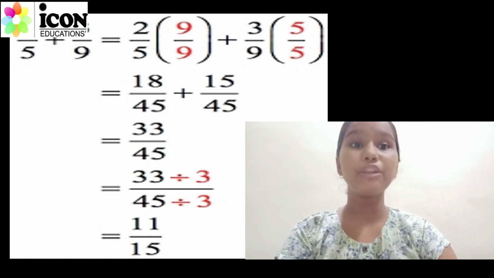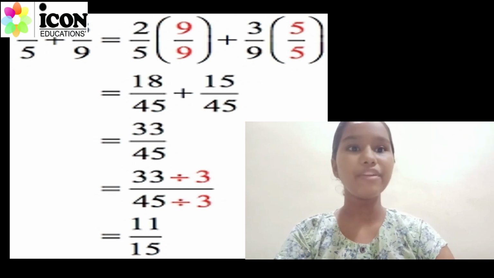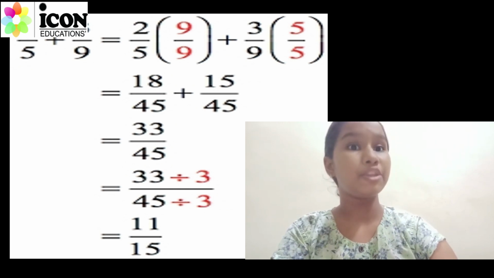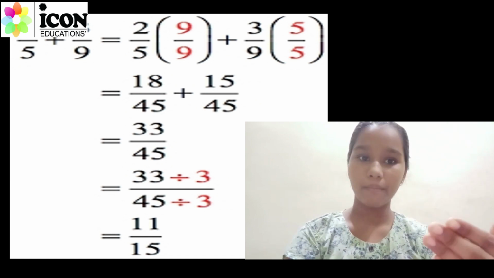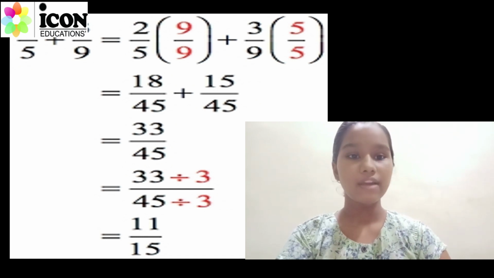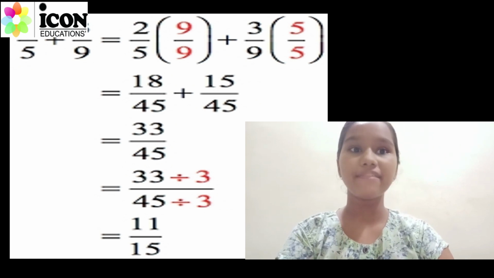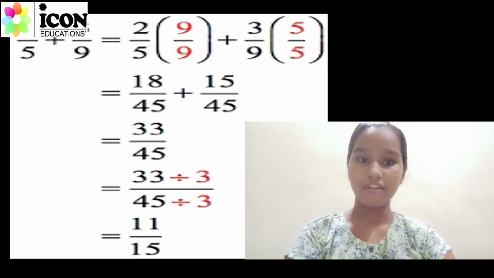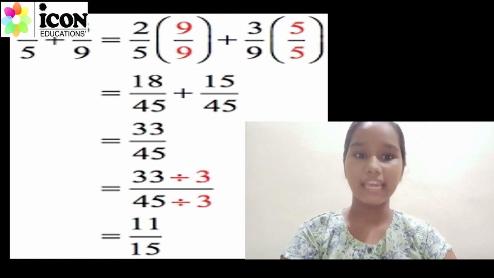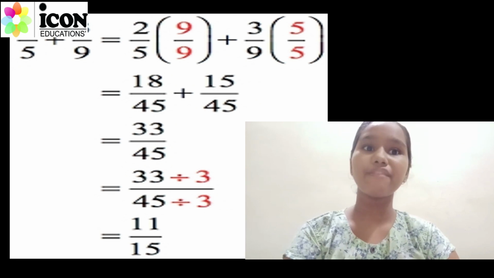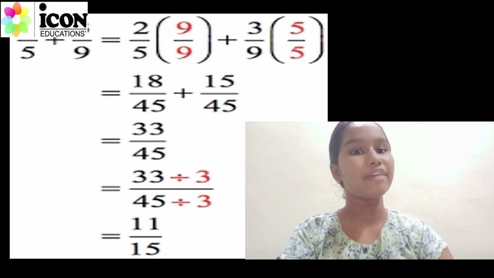So 5 we need to multiply by 9 and 9 we need to multiply by 5 in order to make them 45. And when we multiply both in the numerator as well as the denominator. So 2 we will multiply by 9 as well as 5, which is 2 into 9 upon 5 into 9 plus 3 into 5 upon 9 into 5, which will give us 2 9s are 18 upon 5 9s are 45 plus 3 into 5 is 15 upon 9 into 5 is 45.